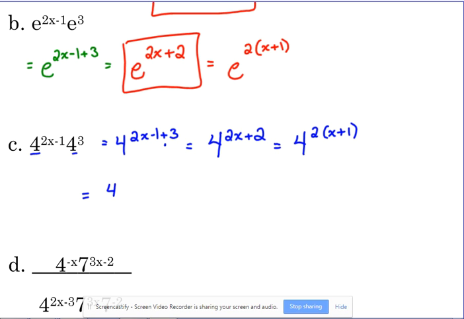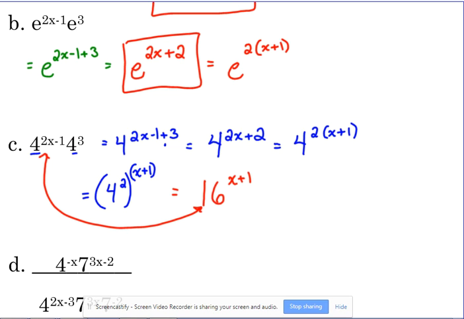When you raise a power to another power, like this, if I had 4 squared in parentheses and then I had an exponent of x plus 1 on that, I would multiply those two powers. So I'm just kind of taking that property and going backwards because I know that 4 squared is 16. Okay, so these two things don't look very much like each other, but they are equivalent to one another.